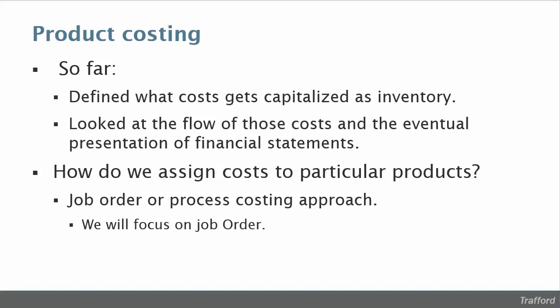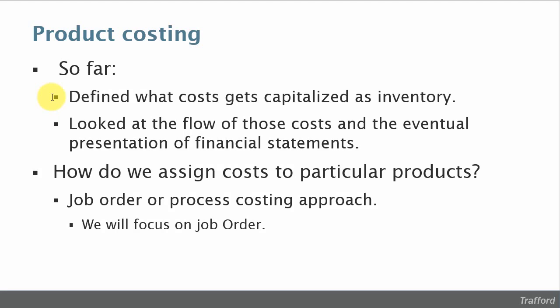In this unit, we've been focusing on accounting for manufacturing companies. So far, we've defined what type of costs get capitalized as inventory. So we've defined product costs for purposes of preparing financial statements as the cost of direct materials, direct labor, and manufacturing overhead. Manufacturing overhead was that catch-all account that contained all costs incurred in connection with the manufacturing function of the business that don't qualify as direct labor or direct materials.